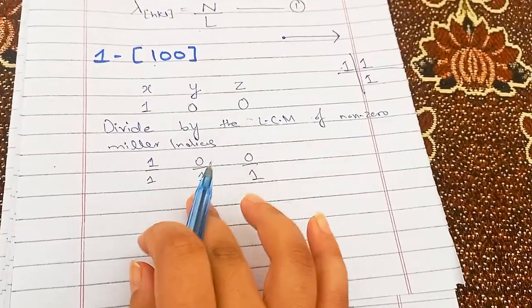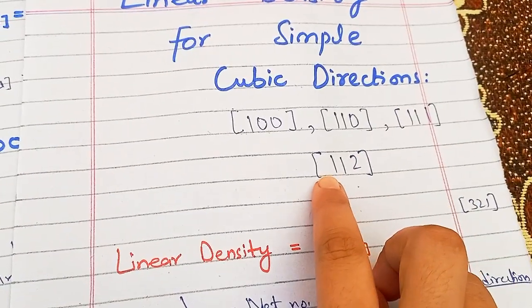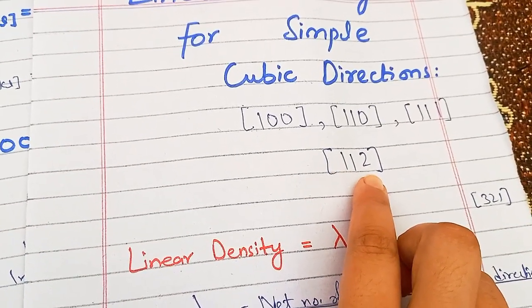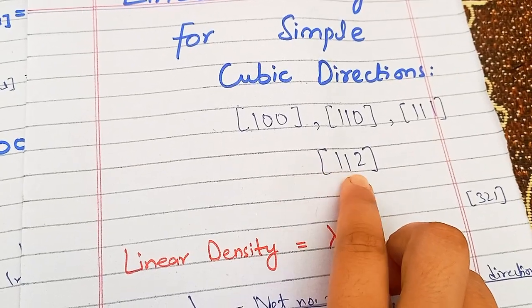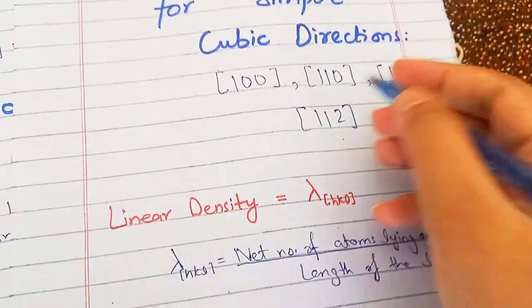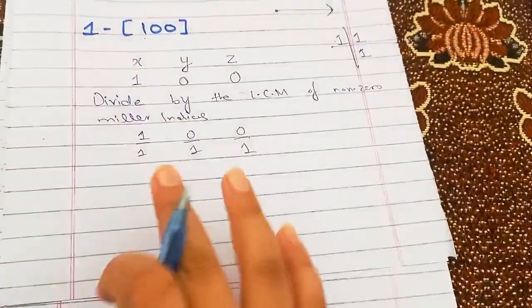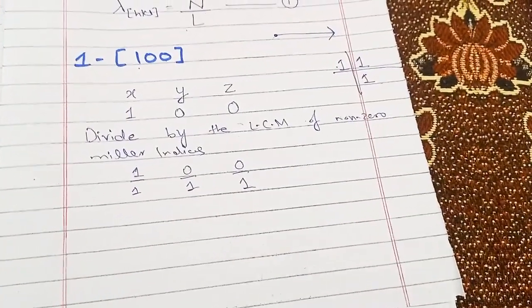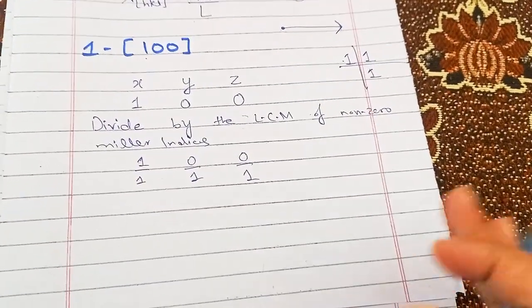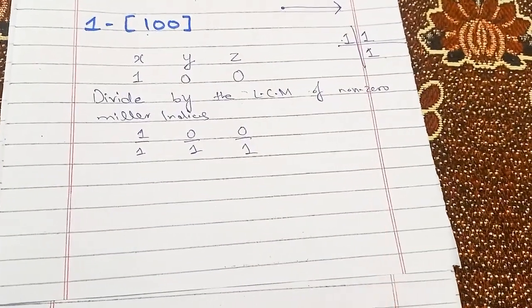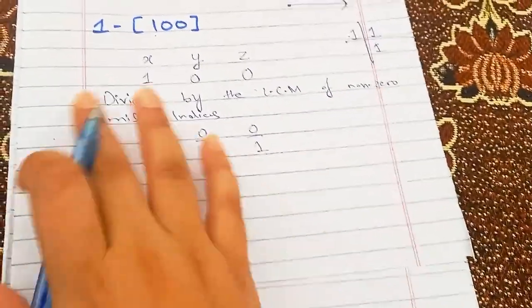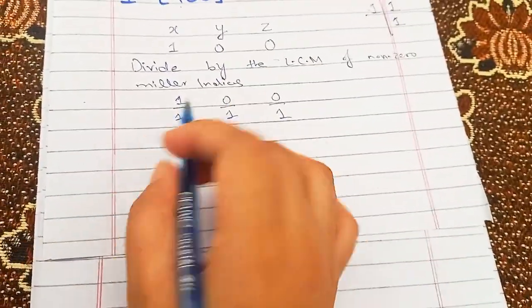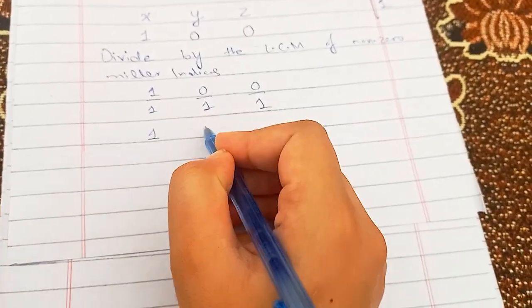The importance of this step will be clarified in the indices where there are other numbers than 1. You will see its influence in this direction and other directions, because this is a really important step while drawing the directions from Miller indices. We have to divide by the LCM of non-zero Miller indices. So we did it here, and it's 1 again, it's 0 and 0.